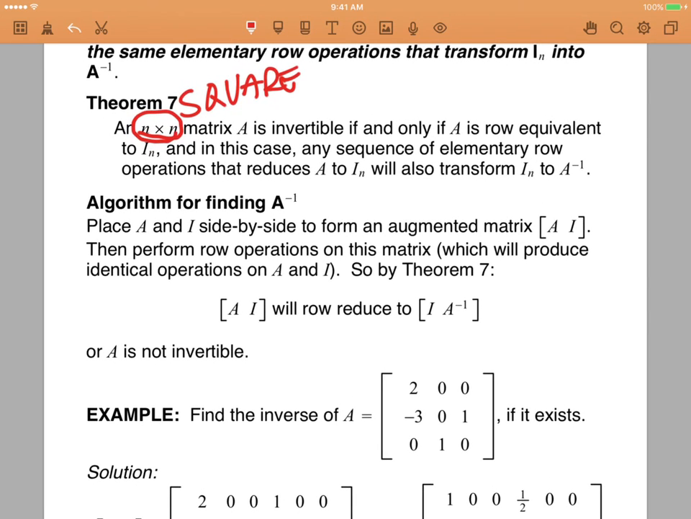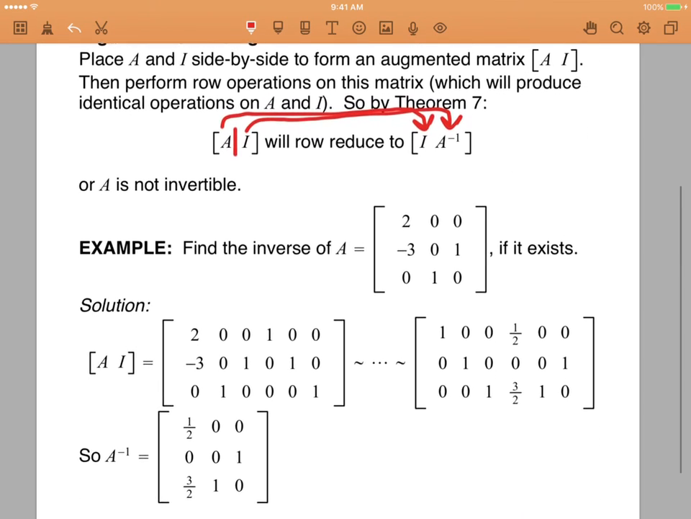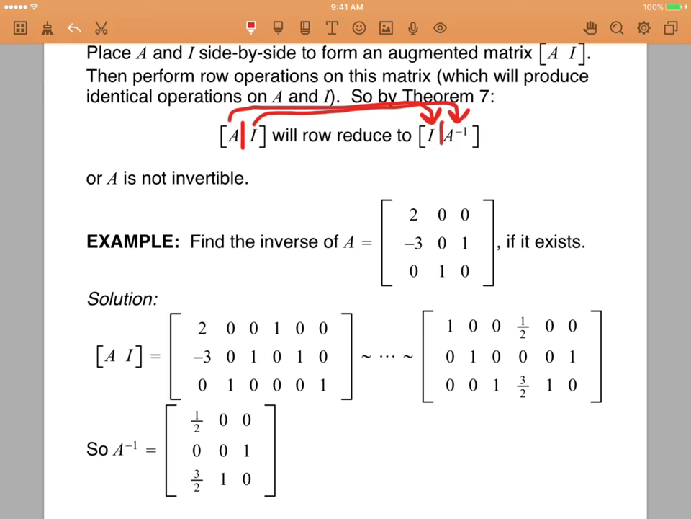You create a matrix with A on one side and the identity on the other side, and you use row operations that reduce A to I, and those same exact row operations will reduce I to the inverse of A. Magic. Okay, so here's an example. Sorry, I'll put the little augmenting line there.